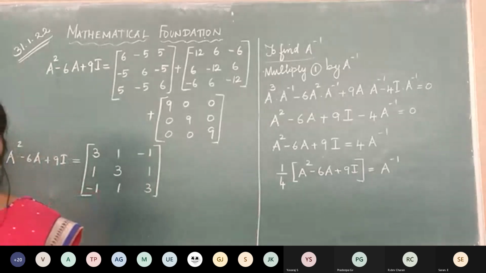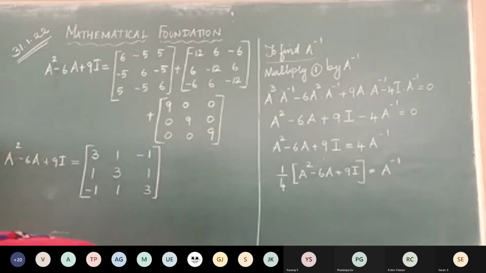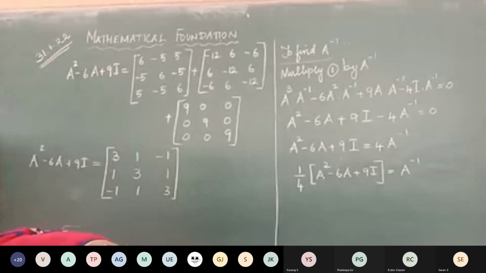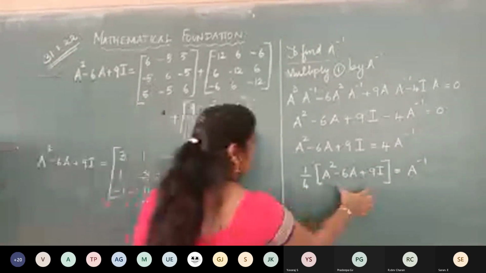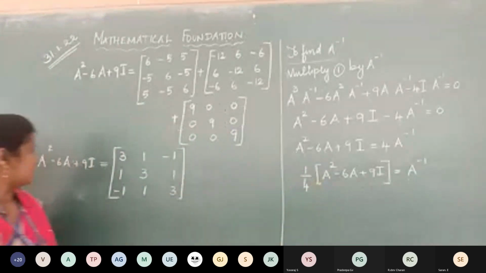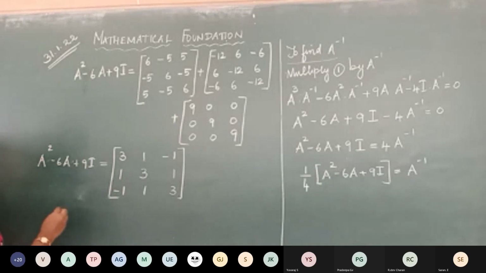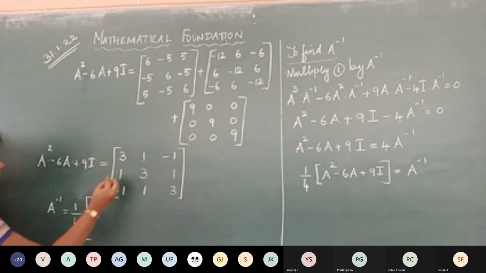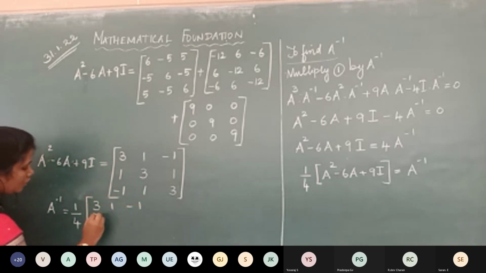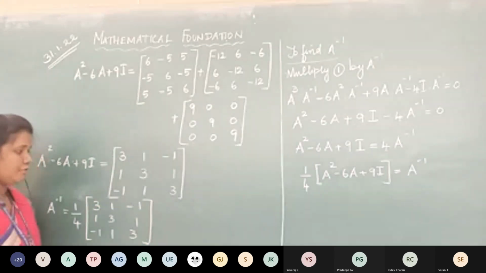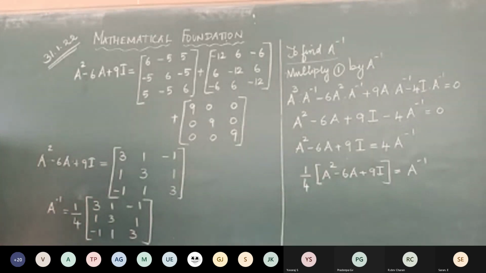Okay, to find out your A inverse, what you'll have to do? You have to divide the whole matrix by 4, because this term only we have found out. It is 1 by 4 of this term. So A inverse is equal to 1 by 4 of the matrix 3, 1, minus 1 and so on. So this is how you're finding out your A inverse. Any doubt? This is how you get your A inverse.